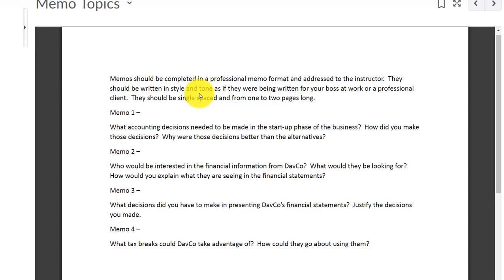Memo 2, we're going to look at who's interested in the financial information. That's internal and external to Daveco. What kinds of things would they be looking at? What would they notice? How would you explain what they're seeing? In the first year especially, there's going to be a loss, meaning Daveco is going to lose money. That's to be expected. Don't be concerned. But that also requires some explanation as to what's happening there and why it's not the end of the world scenario.